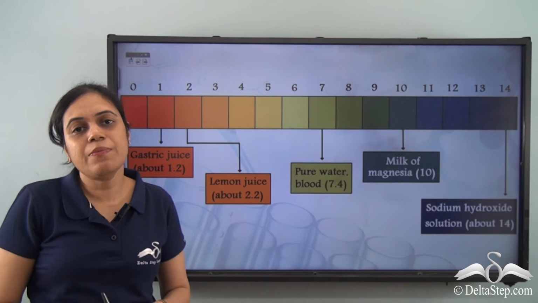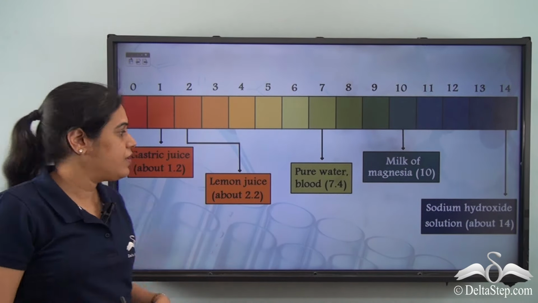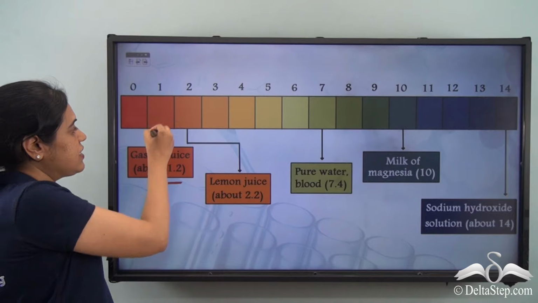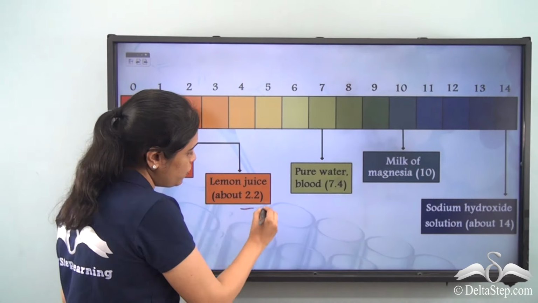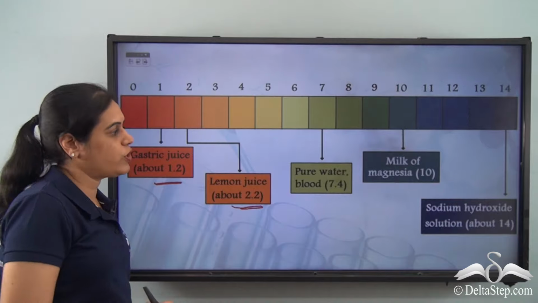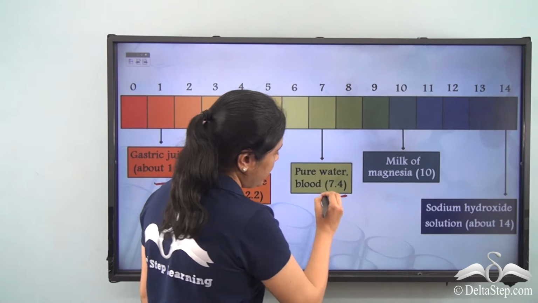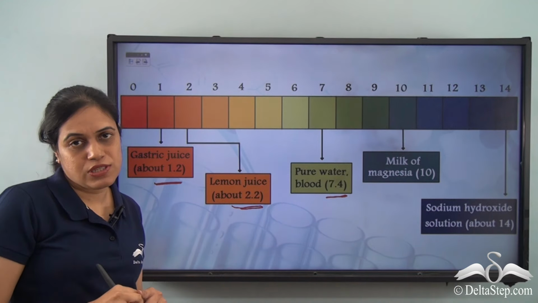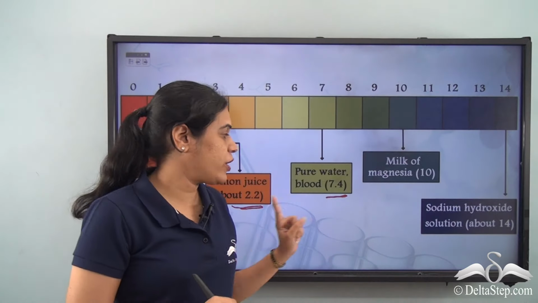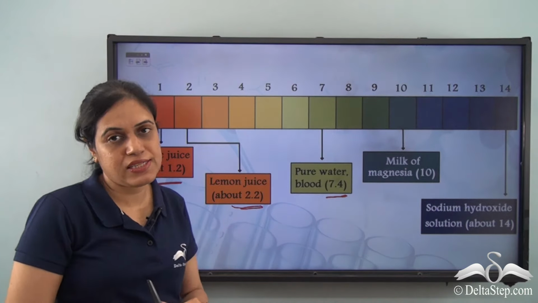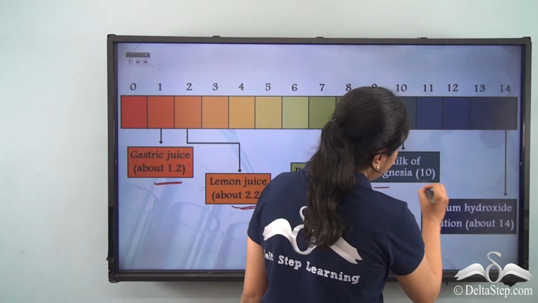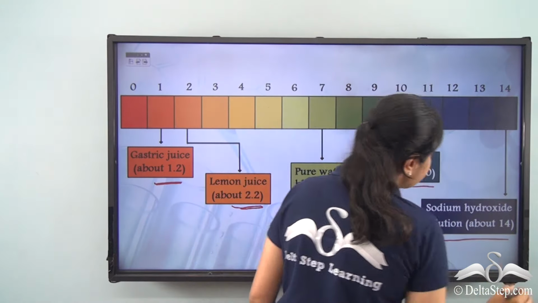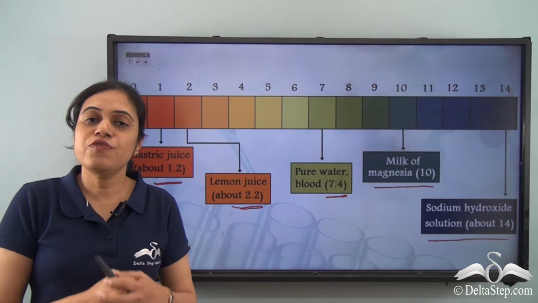Now let us look at some more substances from our daily life. The pH of gastric juice is about 1.2. The pH of lemon juice is approximately 2.2. The pH of pure water or even blood is 7.4. The pH of tap water is around 7, but the pH of pure water is 7.4 and that of blood as well. Milk of magnesia has a pH of 10 and sodium hydroxide solution has a pH of 14.